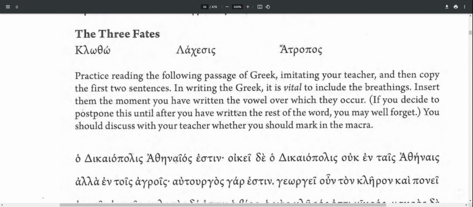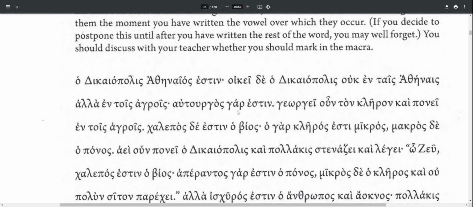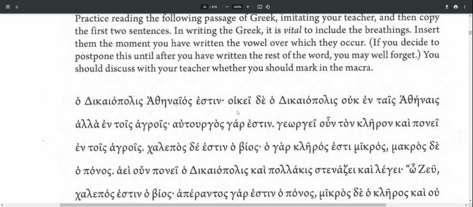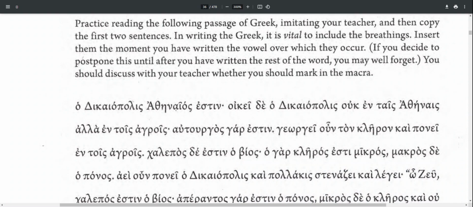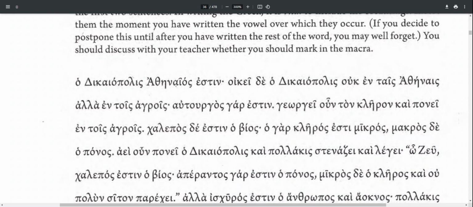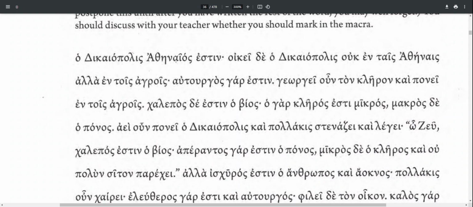And here you have the beginning text. You can try to make some transliteration of the first sentence, and you can try to read the first text of the book.